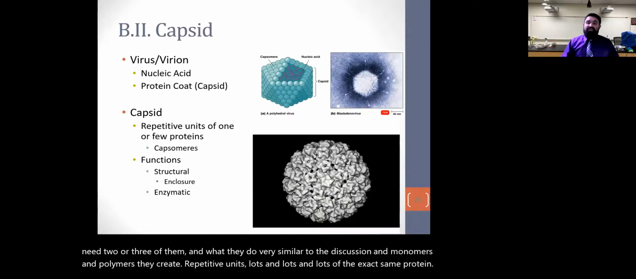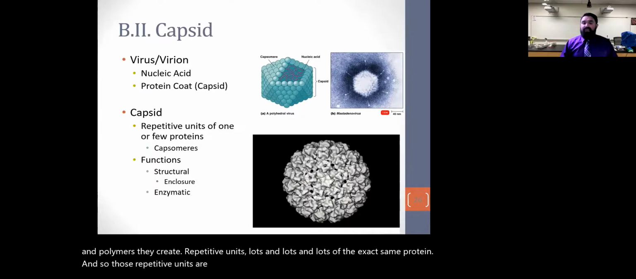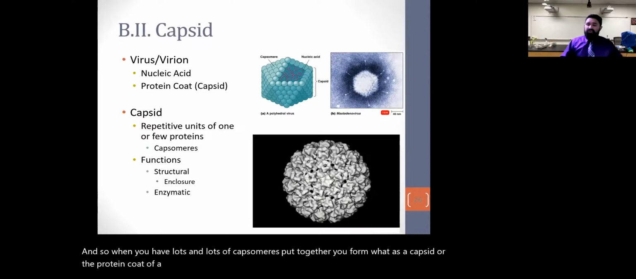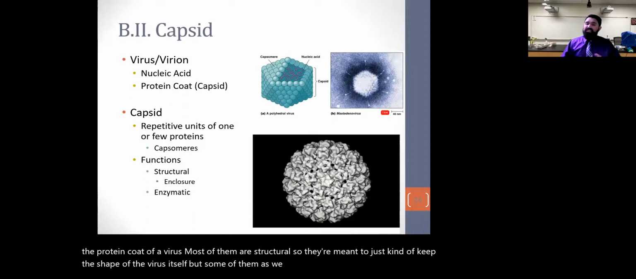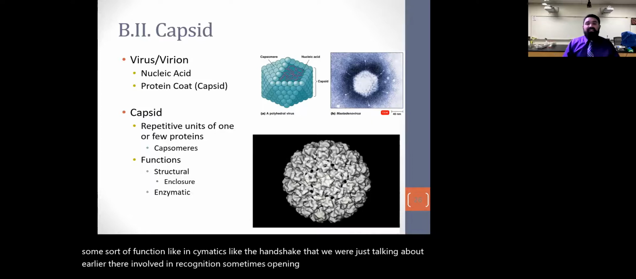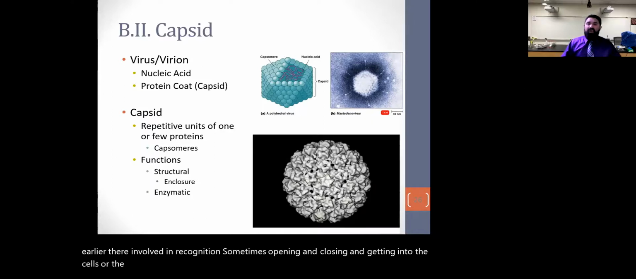And so those repetitive units are called capsomeres. When you have lots and lots of capsomeres put together, you form what you know as a capsid, or the protein coat of a virus. Most of them are structural, so they're meant to just keep the shape of the virus itself. But some of them, as we just finished talking about, participate in some sort of function like enzymatics, like the handshake that we were just talking about earlier. They're involved in recognition, sometimes opening and closing and getting into the cells or the host, and so on and so forth. Mostly again shape, but they also perform some extra functions.